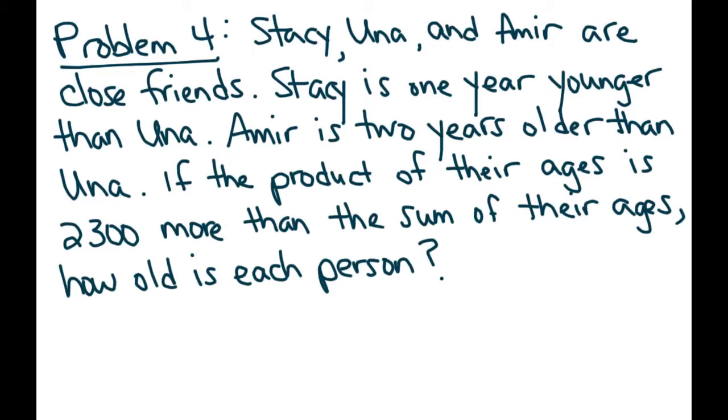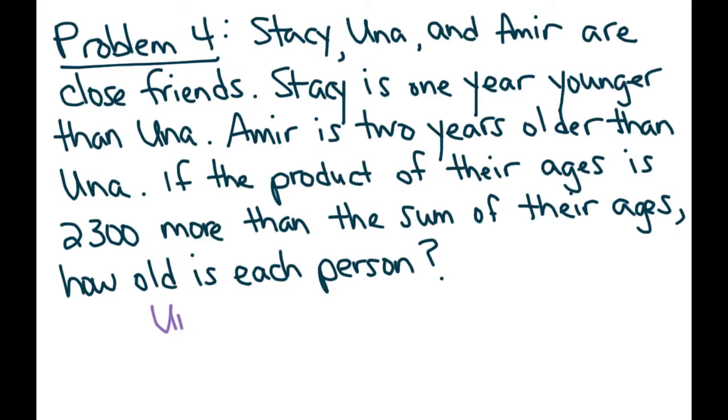In problem 4, Stacy, Una, and Amir are close friends. Stacy is 1 year younger than Una. Amir is 2 years older than Una. If the product of their ages is 2,300 more than the sum of their ages, how old is each person? We have to start by defining one of the 3 people to be x. And we're going to make Una x.